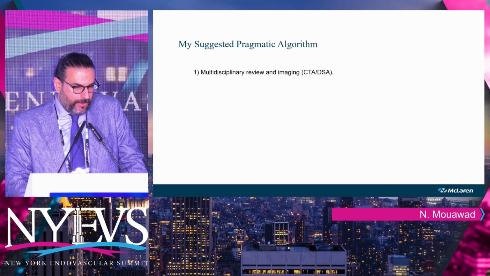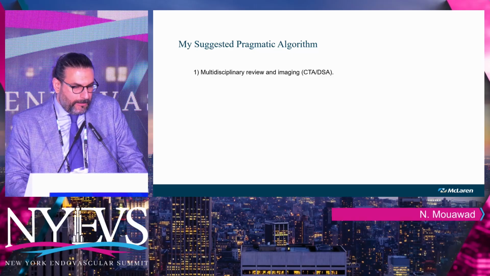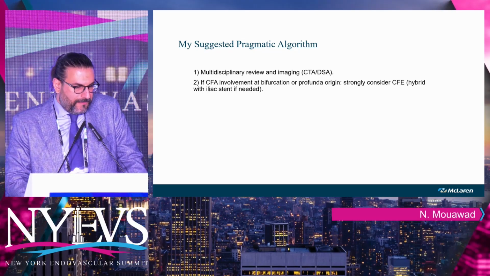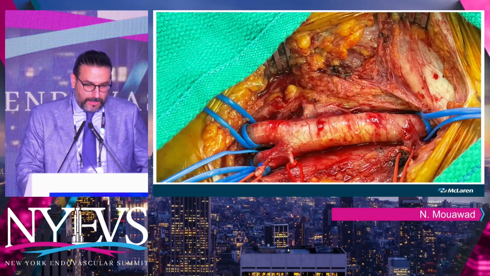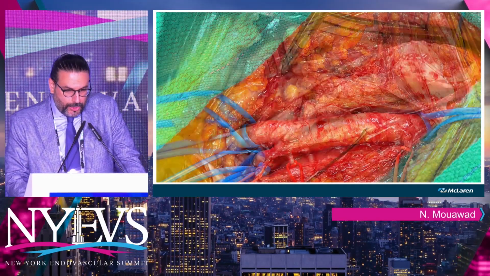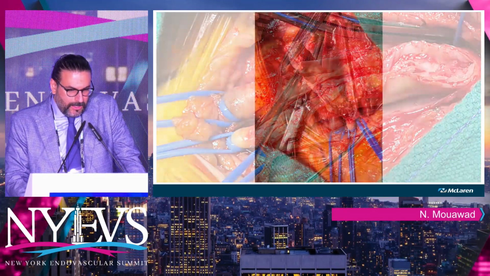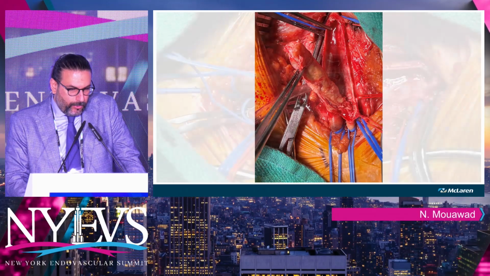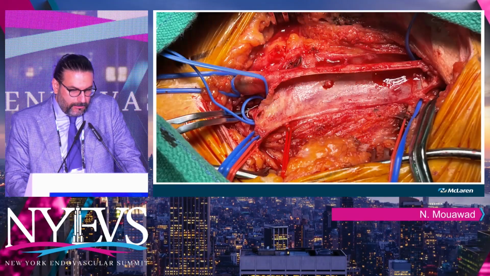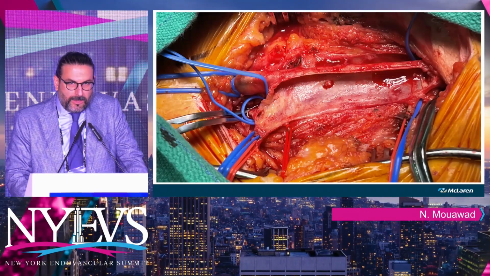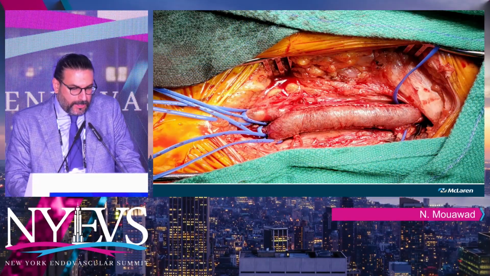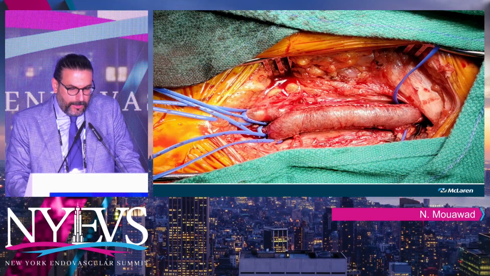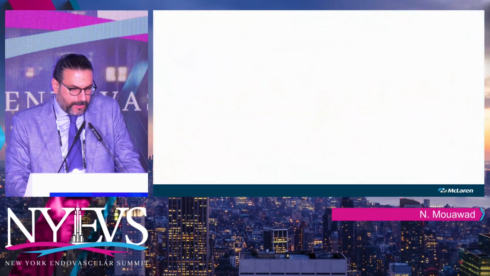So my algorithm: multidisciplinary review, look at imaging, see where you're at. If the CFA is involved in the bifurcation of the profunda, consider endarterectomy. I know, just as a surgeon, I want to show you the type of lesions that we see. This is the endarterectomy. In order to remove that, this is what it should look like when you're done. Sometimes it's hard to manage it with an endovascular approach or with stenting because of the significant bulky calcium. And this is a reconstructed femoral endarterectomy onto the profunda with a proximal patch.